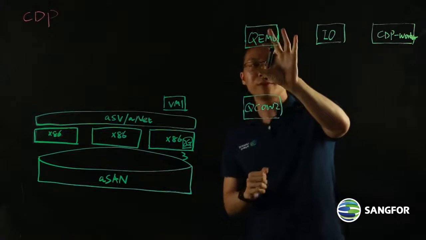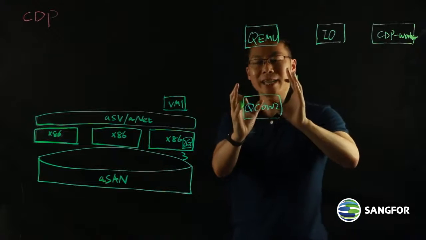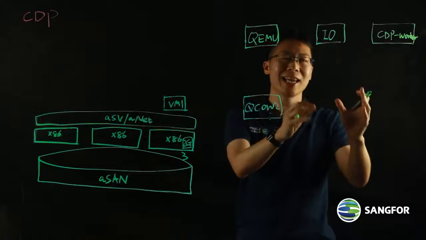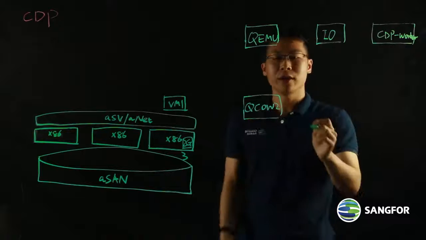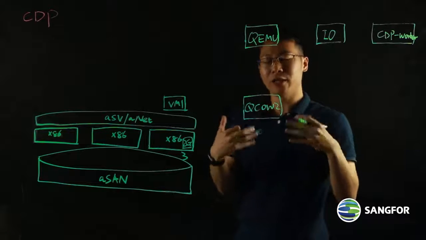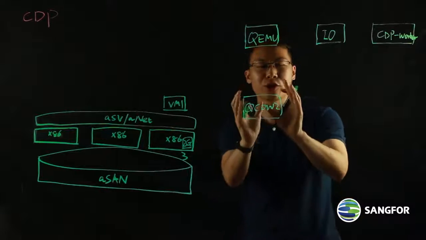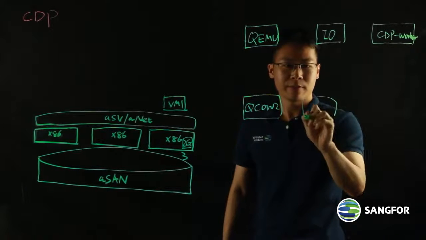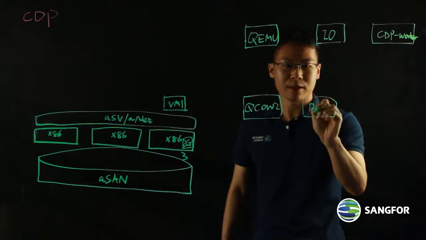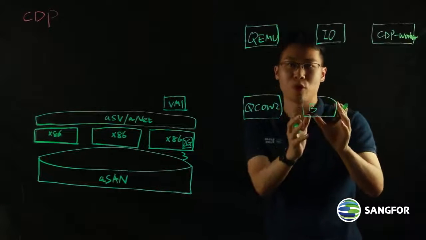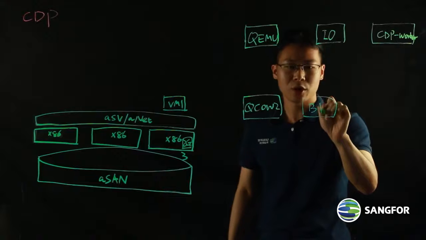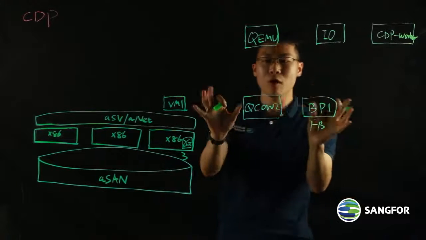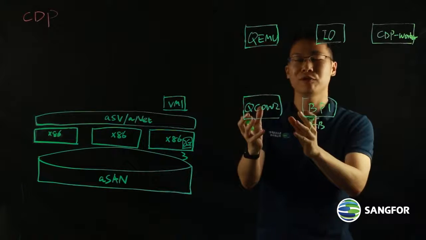The QEMU and the QCOW2 make up your VM. And when CDP is activated, first, the system will initiate a full backup of the QCOW2. Let's say this is called a backup point on our CDP. We call it BP1. This is a full backup. It's a full copy of your QCOW2 file.